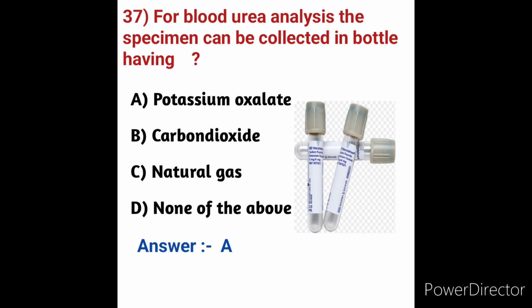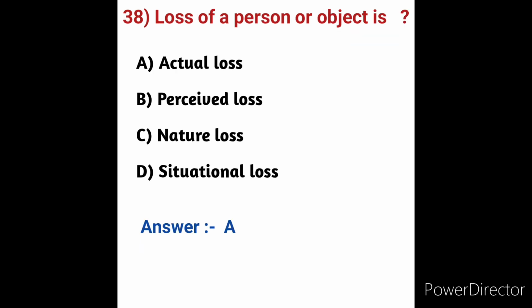Next we will move on to question number 38 here. Loss of a person or object is called as, options. Option A, actual loss. Option B, perceived loss. Option C, nature loss. And option D, situational loss. Here the loss of a person or object is called actual loss.